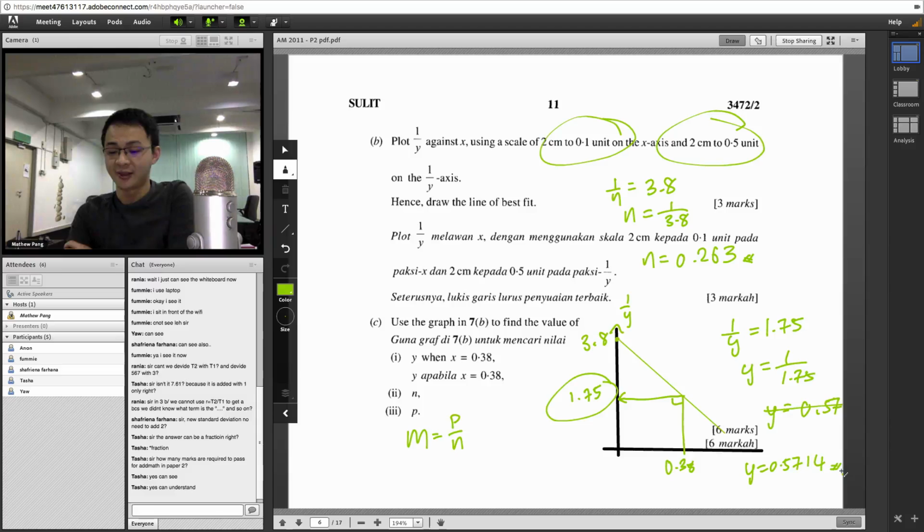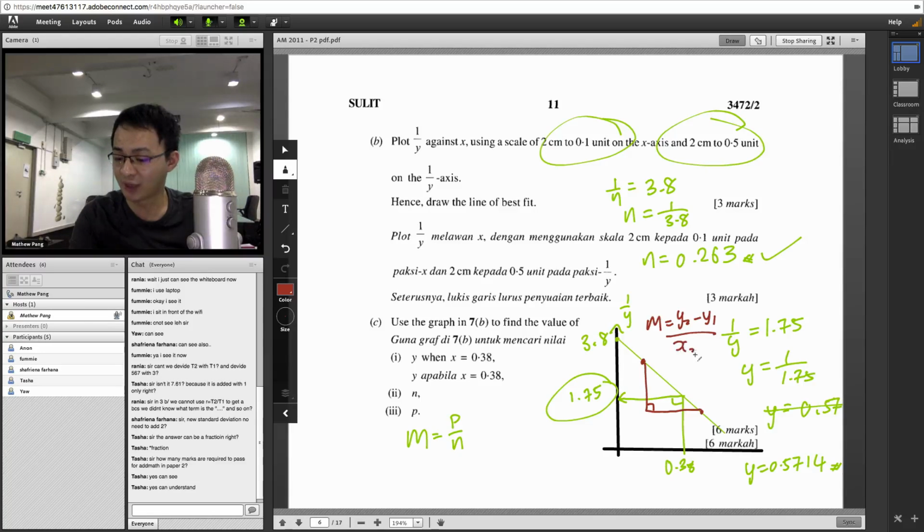Alright. And then just now we found n already, n is this one. If you want to find p, you will need to find the gradient. So how to find the gradient? The gradient is very simple. You take two coordinates on the line, and you cannot choose a coordinate that is off the line. Then with these two coordinates on the line, you do y2 minus y1 over x2 minus x1. That means you take their y minus y and x minus x, and then you should be able to get the gradient.